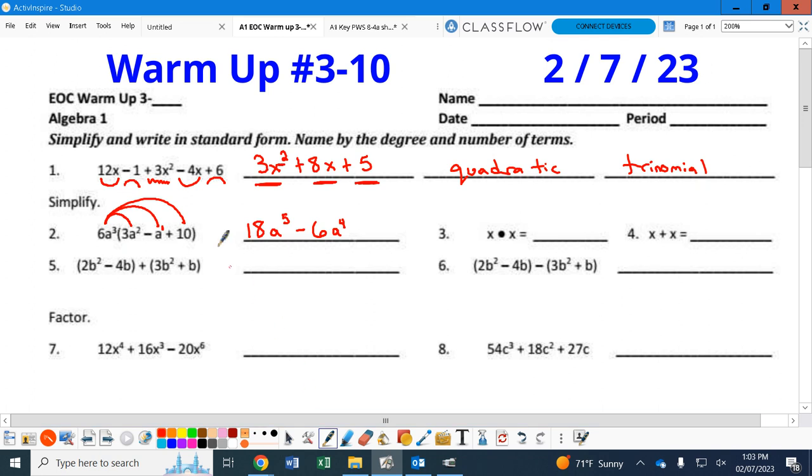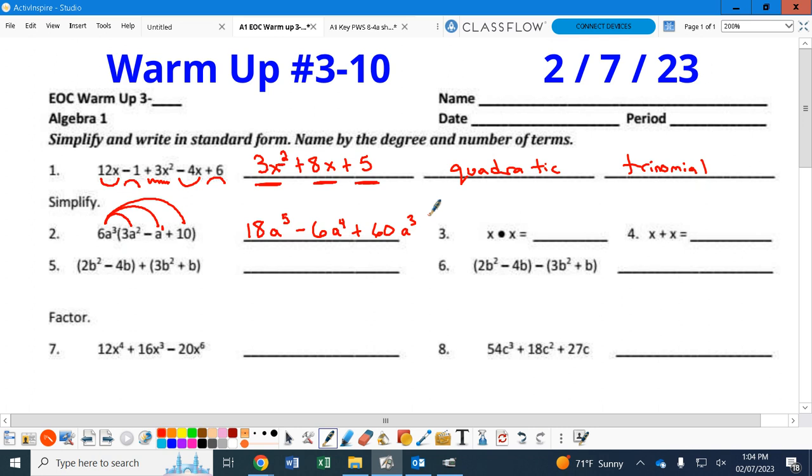For the last one, guys, 6 times 10 is 60. Now that part of it people don't have problems with. 60 is good. But guys, since there's only an a to the 3rd here, all you do is put a to the 3rd on the end of it. There's nothing to combine it with. There's no exponents to add. You just write 60 a to the 3rd.